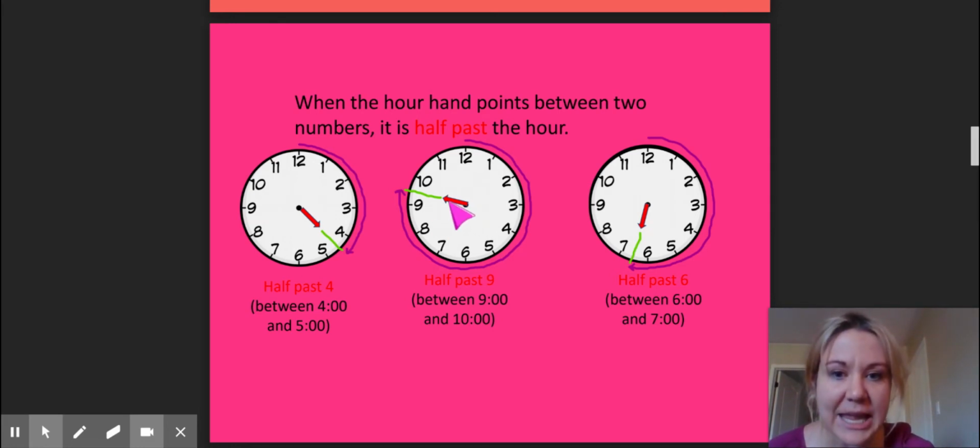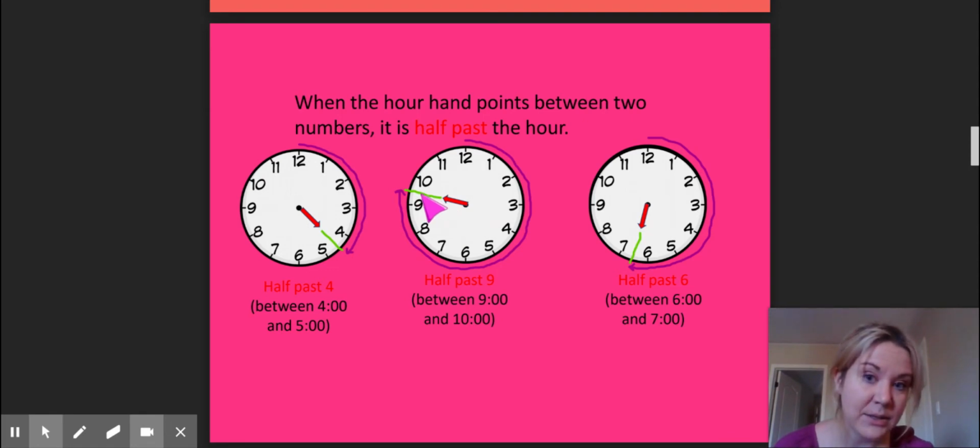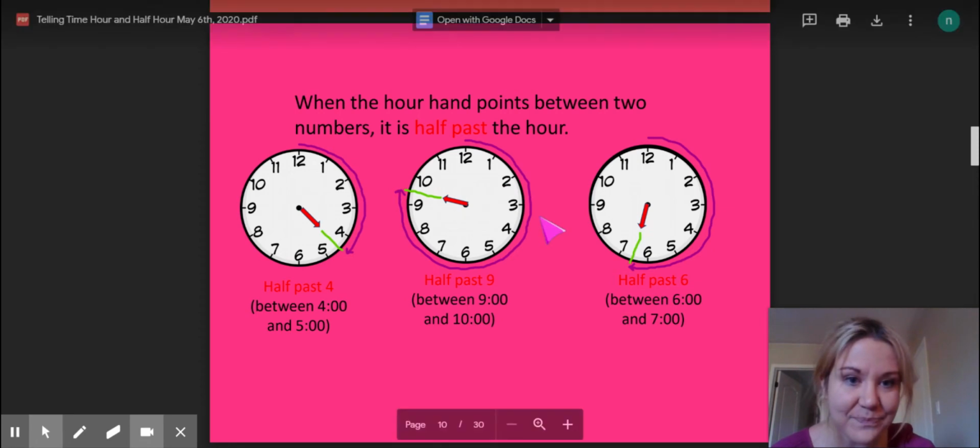Okay, here the hour hand is between which two numbers? Right, it's between the 9 and the 10. Okay, it's pointing right between the 9 and the 10. So it's half past. Okay, but if you follow the path 1, 2, 3, 4, 5, 6, 7, 8, 9 and stop, it hasn't made it to the 10 yet. So it's half past 9.